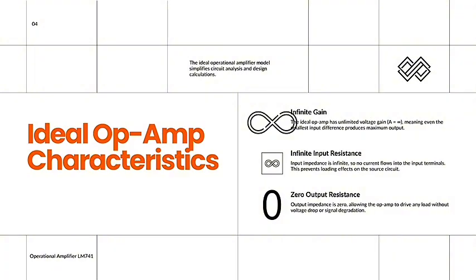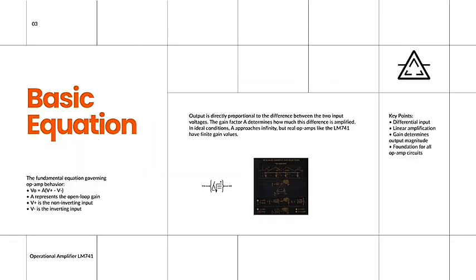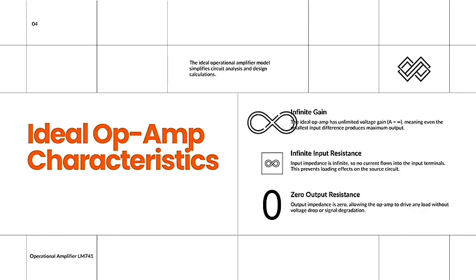In theory, an ideal operational amplifier has perfect characteristics. It has infinite gain, meaning that it can amplify any input signal without limitation. It also has infinite input resistance, which means that it does not draw any current from the input source. Additionally, it has zero output resistance, allowing it to deliver energy to any load without losses. However, real operational amplifiers do not behave in this ideal way.